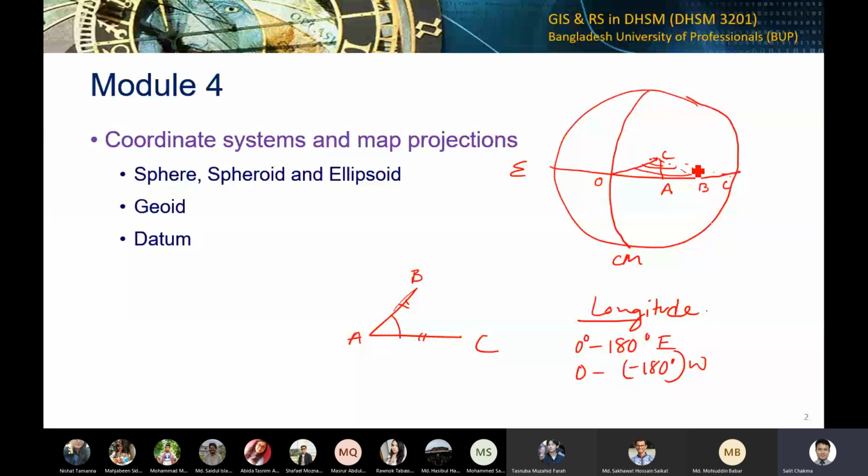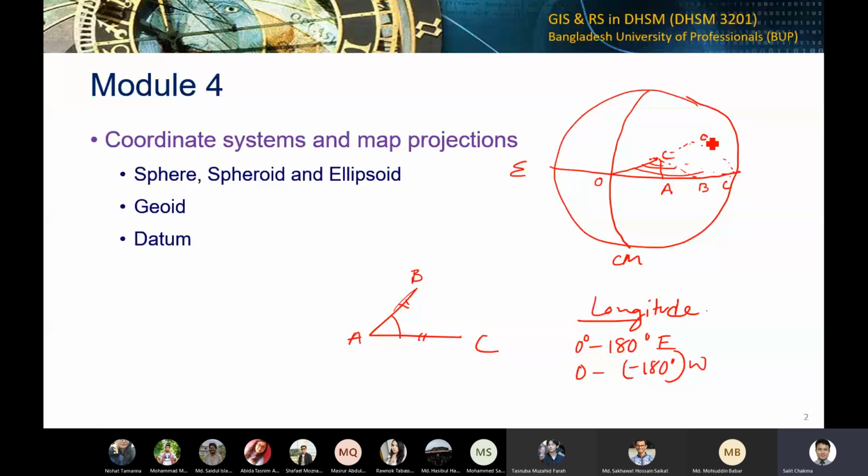For example, you started your journey eastward and you start going around the earth along the equator, and at some point you will reach the other side of the earth, making it 180 degrees. At that point, this OC and the other side, which is O dash, are making one straight line.